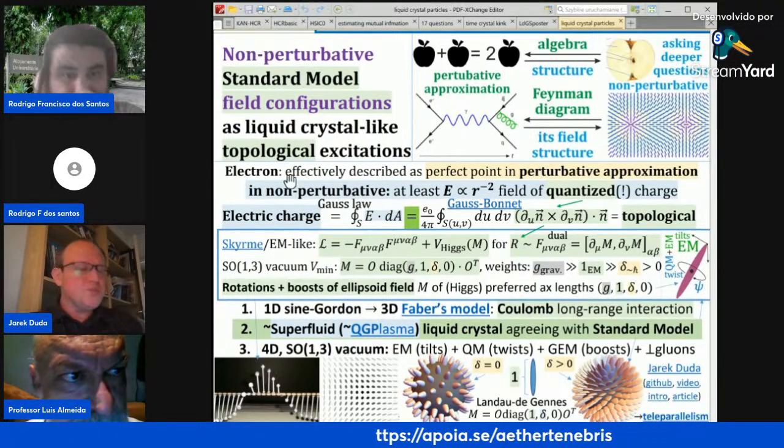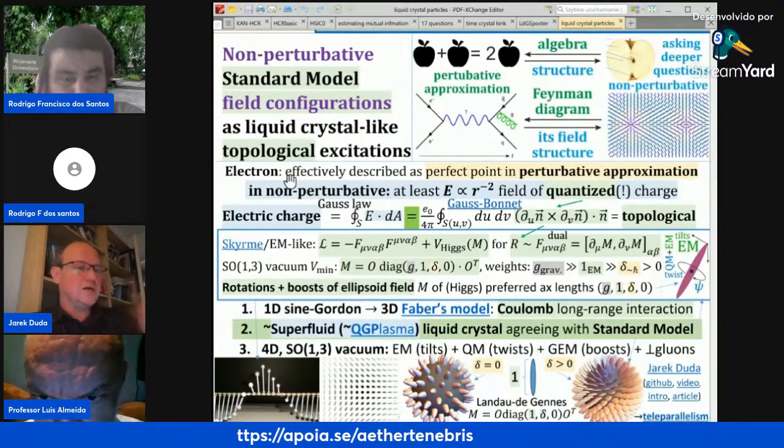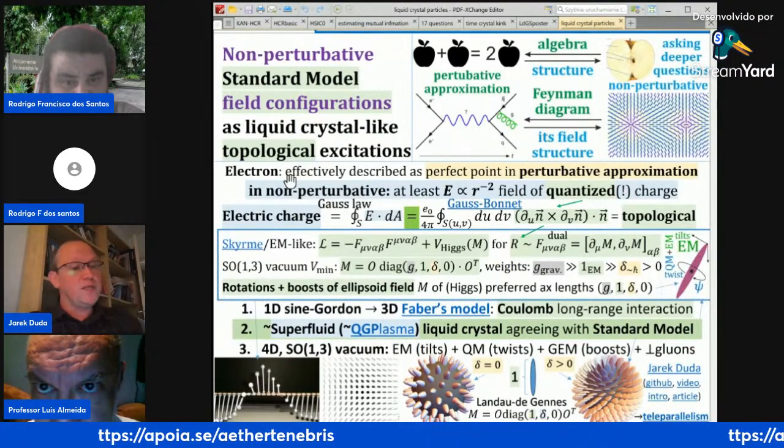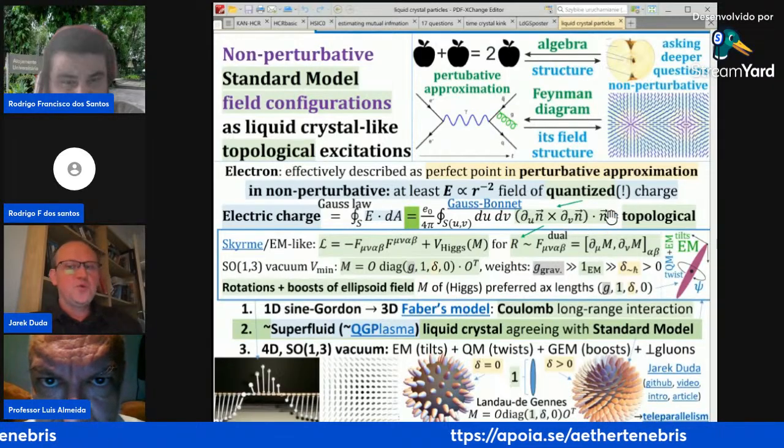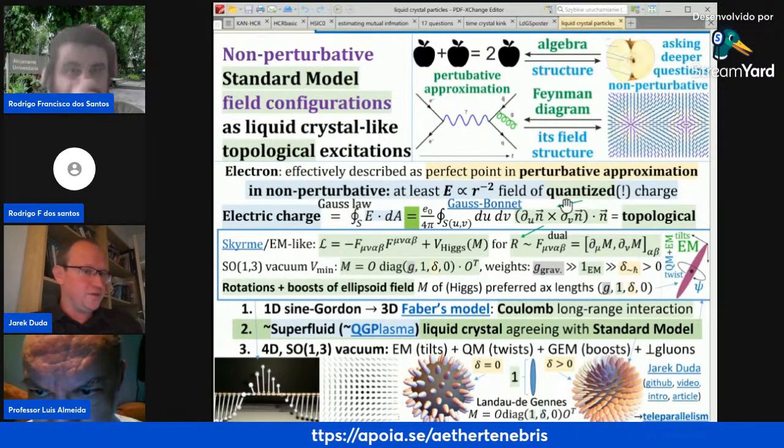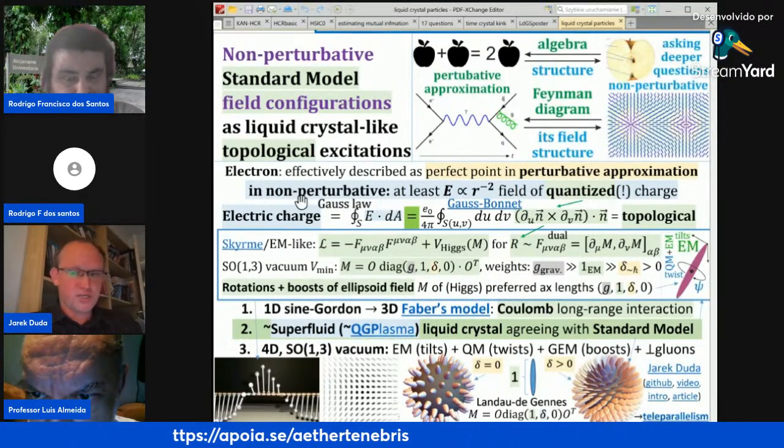Yeah, so this is the main motivation: to repair the Gauss law, to make it have built-in charge quantization as topological, by interpretation of curvature of a deeper field as the electric field. Yes, this way the Gauss law counts the topological charge.